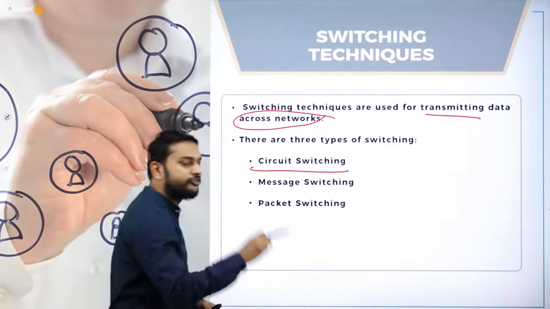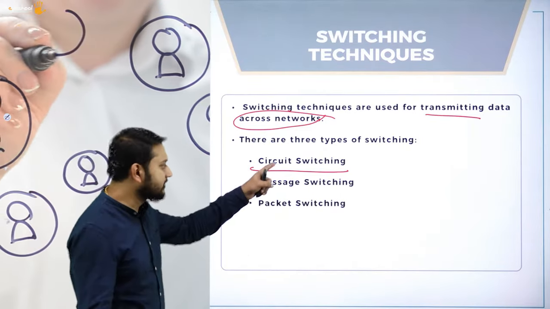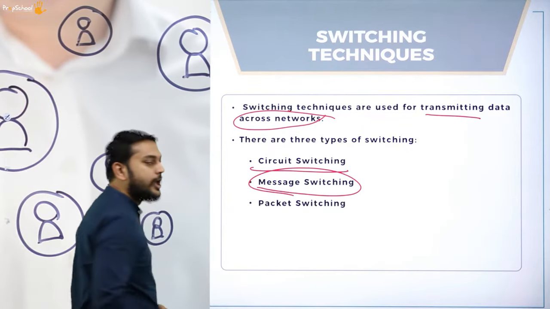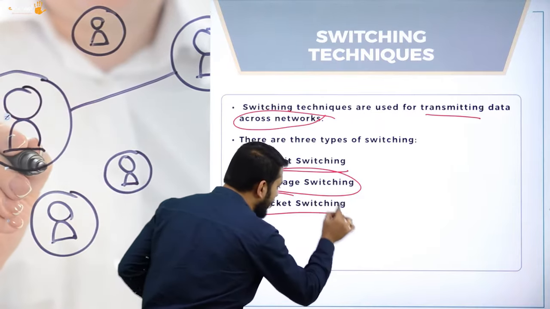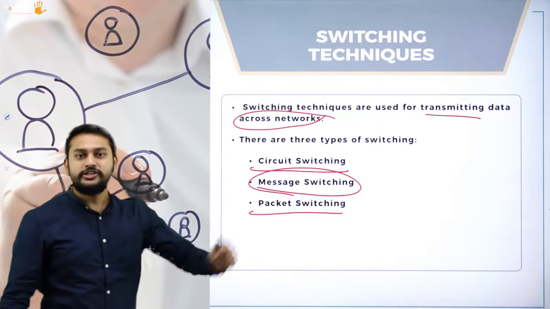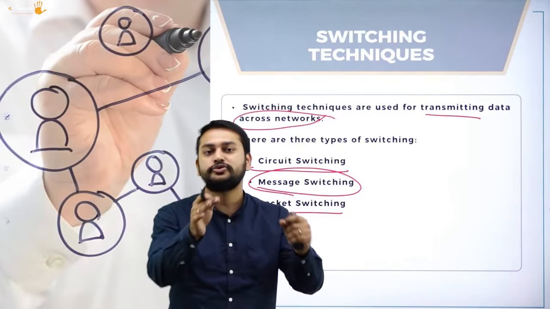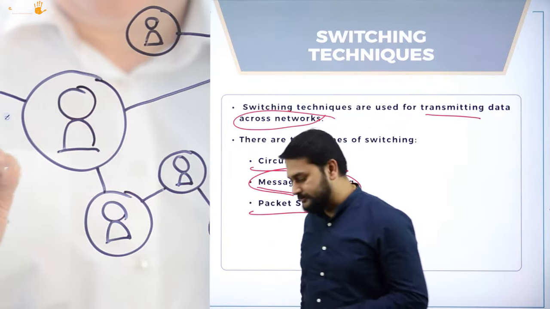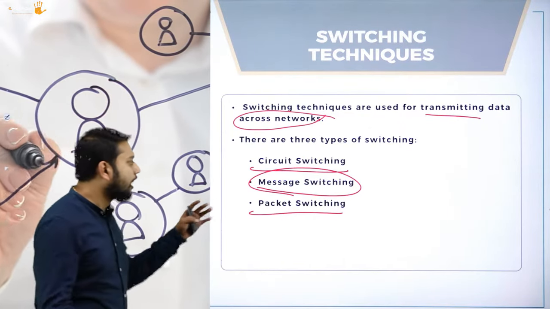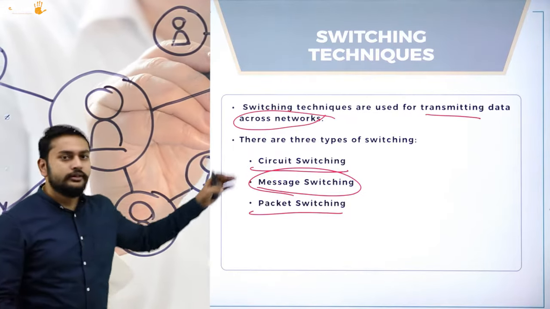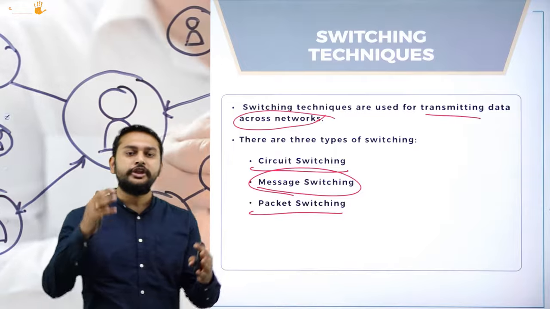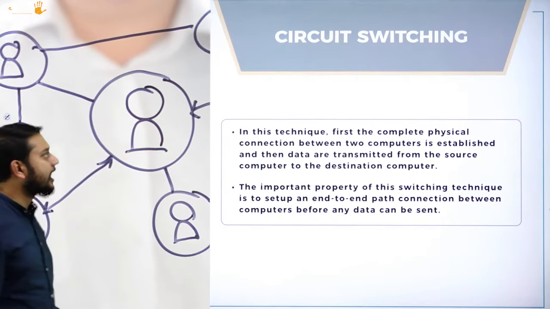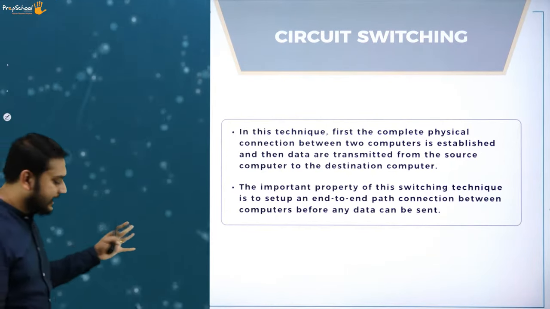The first way of transmitting data is what I call circuit switching. The second way is message switching, and the last one is packet switching. In switching techniques, we have three different types: circuit switching, packet switching, and message switching. This is what you need to understand. What exactly is circuit switching all about? Can you discuss message switching in detail? Yes, I will be discussing that in this slide. Before that, I will discuss what exactly circuit switching is.